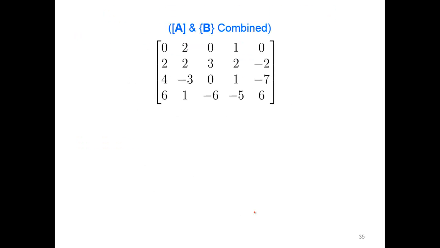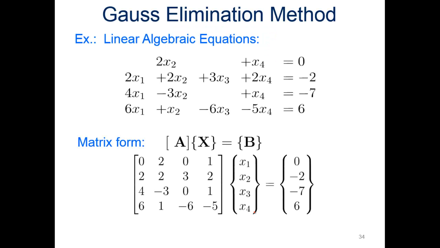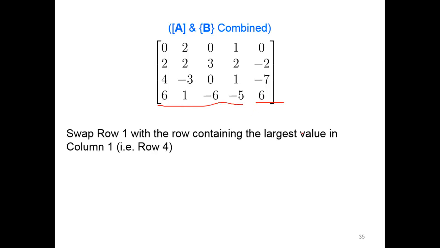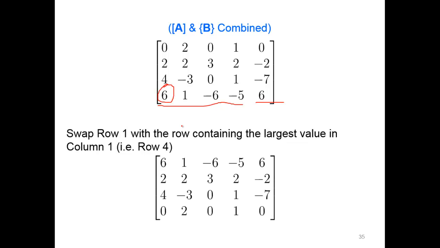All right, so here we have A and B combined. What we basically did, I can go back: A matrix is a 4 by 4. We're going to take the B matrix and tack it on the end, so we end up with a 4 by 5. Here's the original A matrix, and here's our B matrix. Now what we're going to do is swap row 1 with the row containing the largest value in column 1. So we swap out row 1 with the row with 6, because 6 has the biggest value in column 1. The whole row for 6 is now at the top, and the whole row that had 0 in it is now swapped to where the 6 was.